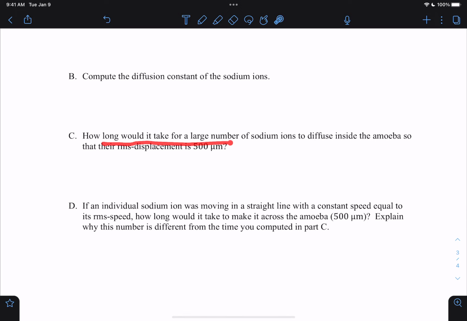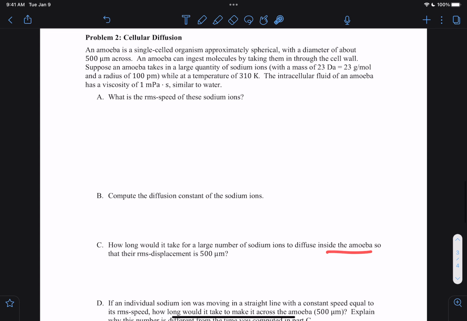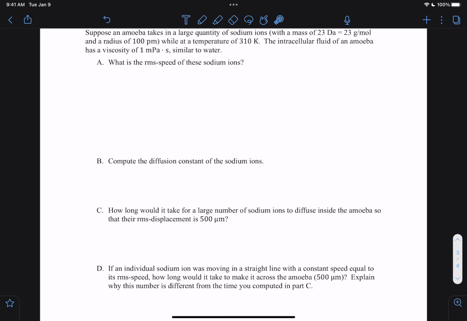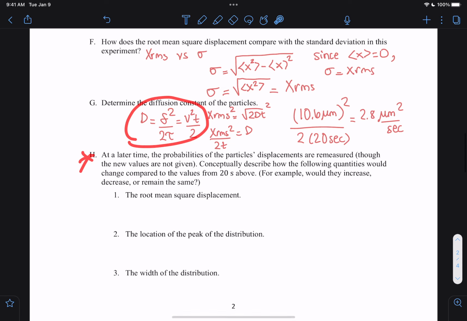How long would it take for a large number of sodium ions to diffuse inside the amoeba so that their RMS displacement is 500 micrometers? Well, the amoeba are spherical, right? And if we're thinking about particle motion and diffusion, these particles are moving inside and outside of cells. They can move positive x, negative x, upwards, downwards, right? So, I was just explaining why we use 1D motion instead of 2D or 3D. But I'm going to get to H in a sec.